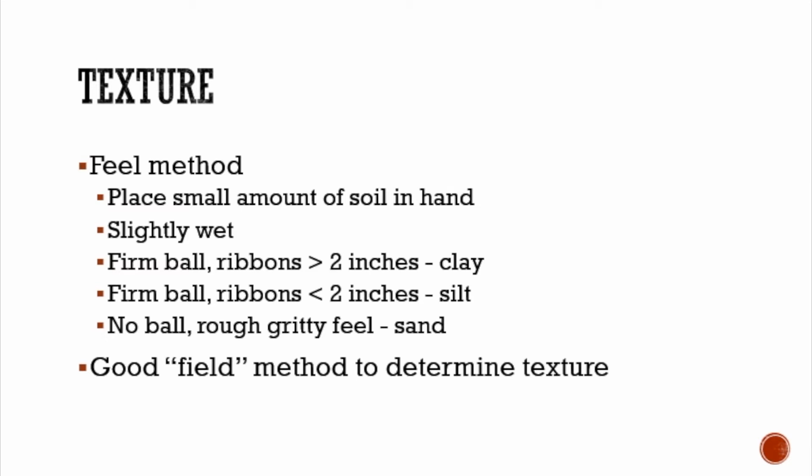If we can create a ribbon over 2 inches in length, we know that we have a heavy clay soil. If we squeeze a ribbon but cannot make the 2 inches, then we know we have a silt. This is a good field method for us to determine texture and give us a rough idea of what type of soil we're going to be working with.